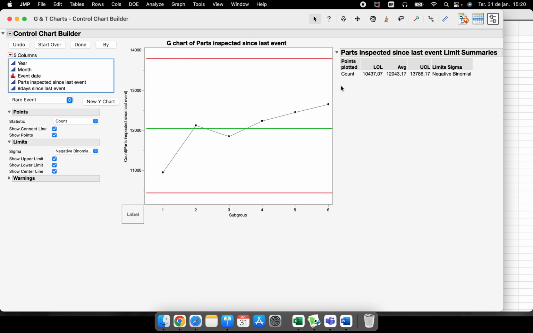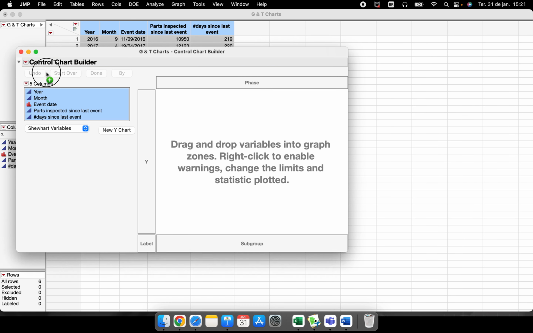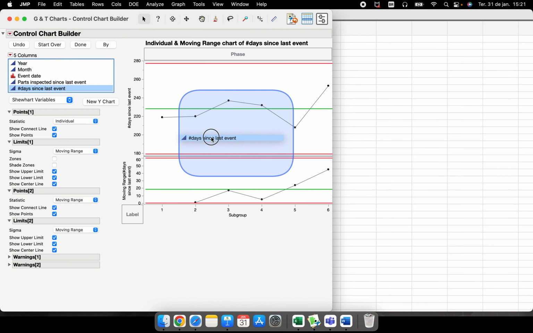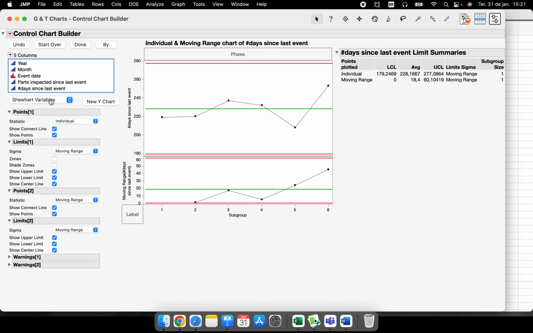And what is the T chart? The G chart, we are talking about the opportunities between the events. The T chart, we will talk about time. How many days or how many weeks or how many years you had between the events. So I will change this column for this column, and now I will put here. Look what I just did here. I didn't change for rare event, and now I have an individual and moving range chart. It makes no sense for me, so I have to change for rare event.